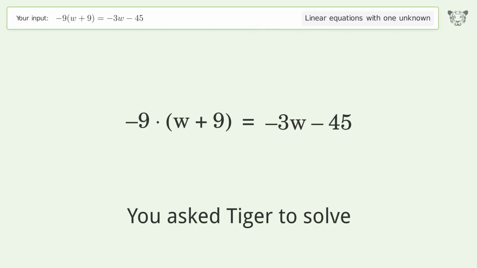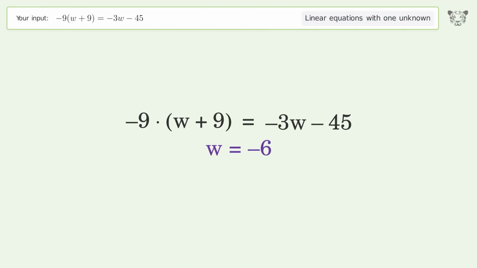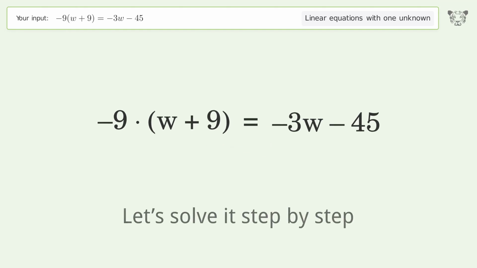You ask Tiger to solve. This deals with linear equations with one unknown. The final result is w equals -6. Let's solve it step by step.